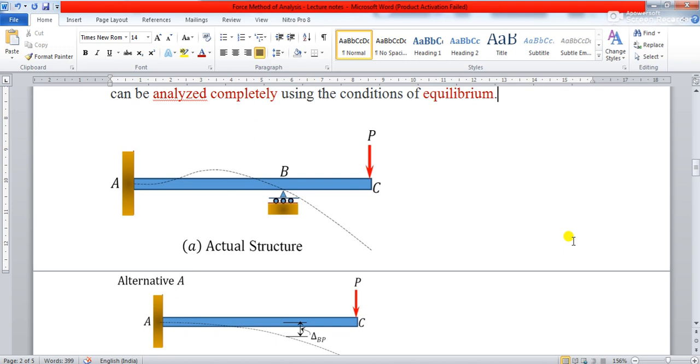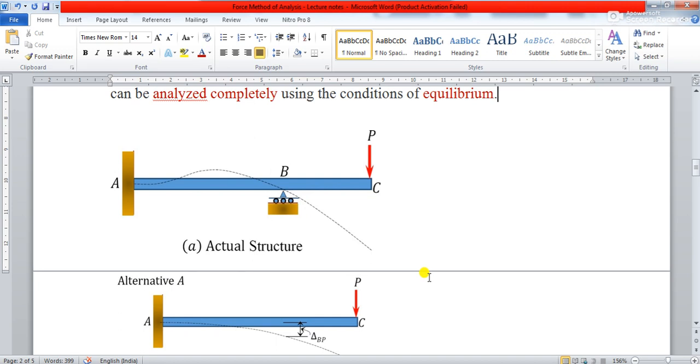So first thing you see, first you will have to determine for any kind of indeterminate structural analysis what is the number of indeterminacy. Okay. So in this structure, now you tell me, this actual structure, how many reactions you need to find out? Sir, 4 reactions. 5, sir. 5? 4 or 5?